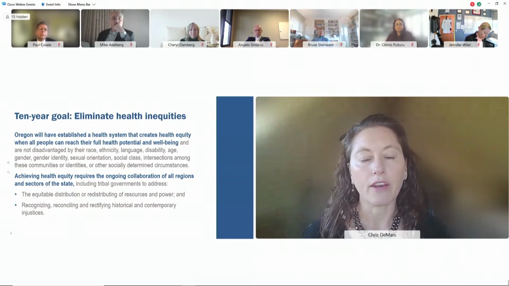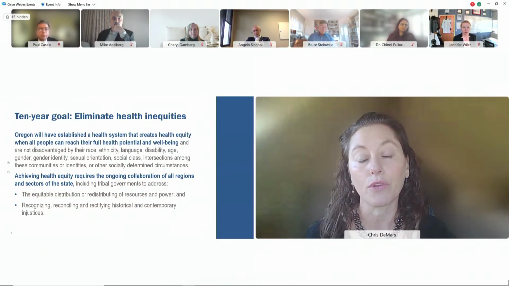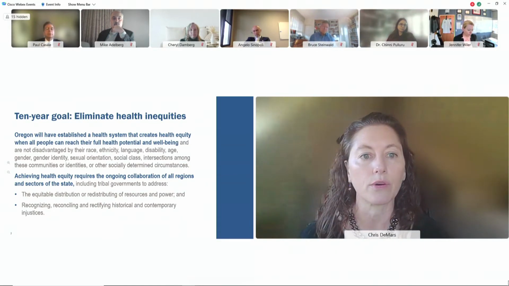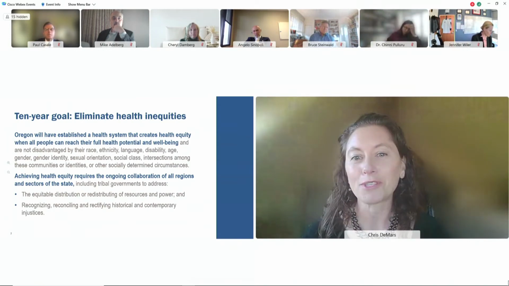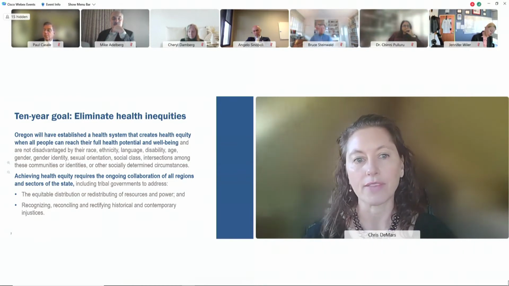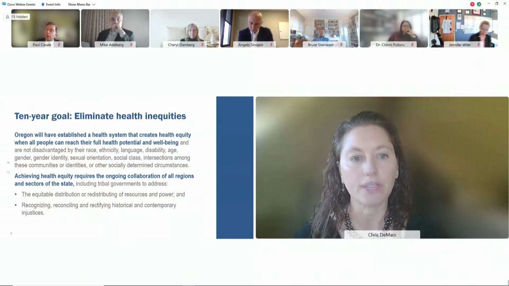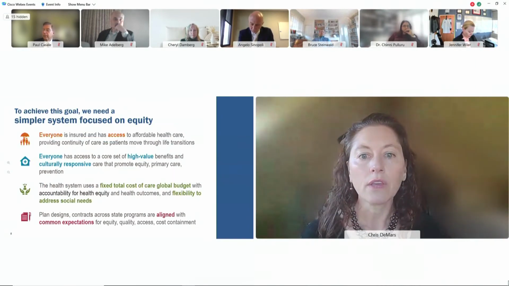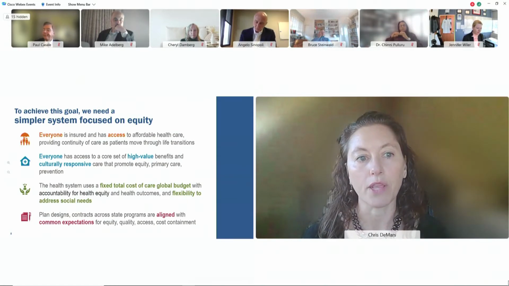And one other context setting is that in 2020, the Oregon Health Authority established a 10-year goal to eliminate health inequities. Yes, it's very bold, but we thought we would set the bar high. And the rest of the slide provides our definition of health equity. I won't read that, but you can reference that if you're interested. So next slide.